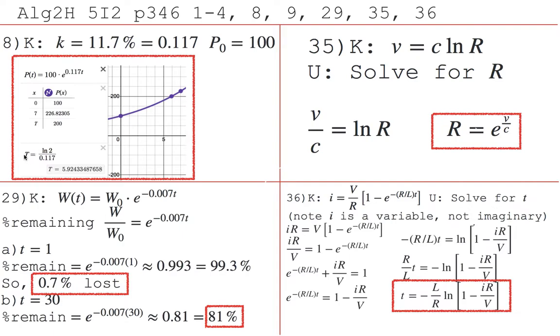If you want to find the doubling time, use the formula doubling time, big T, is equal to the natural log of 2, where 2 comes from doubling, divided by 0.117, which comes from the k value. And that equals 5.9, approximately. So after 5.9 days, it'll be a population of 200.